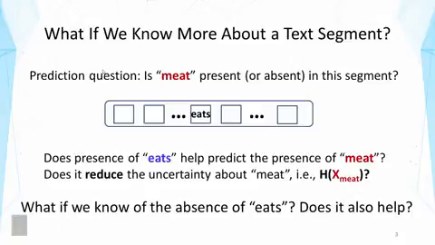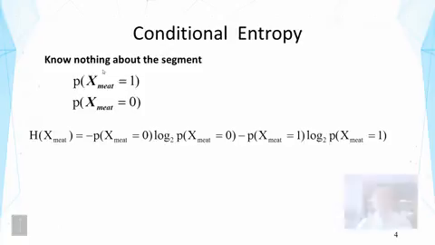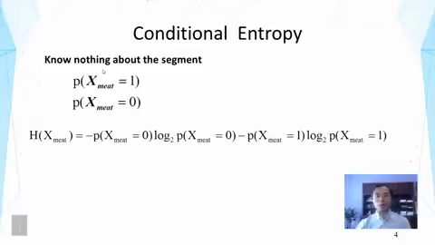And if we frame this using entropy, then it would mean we are interested in knowing whether knowing the presence of eats could reduce the uncertainty about the meat or reduce the entropy of the random variable corresponding to the presence or absence of meat. We can also ask the question, what if we know of the absence of eats? Would that also help us predict the presence or absence of meat? So these questions can be addressed by using another concept called conditional entropy.